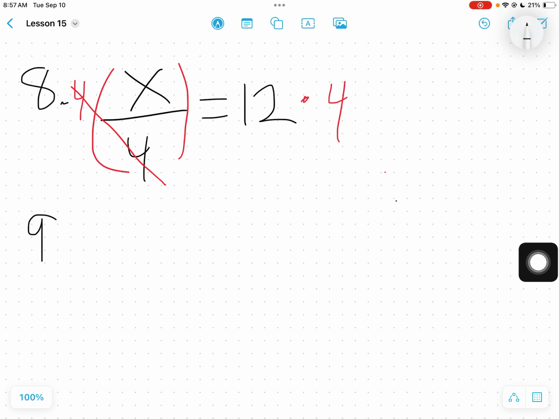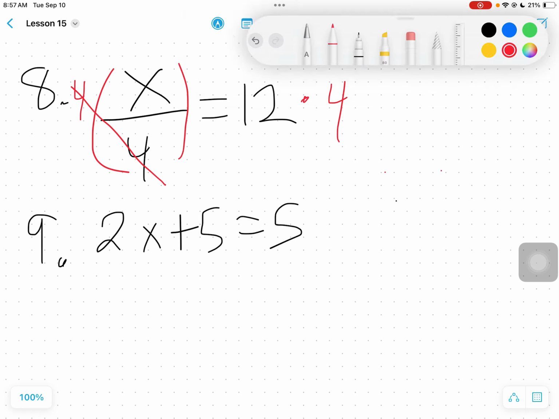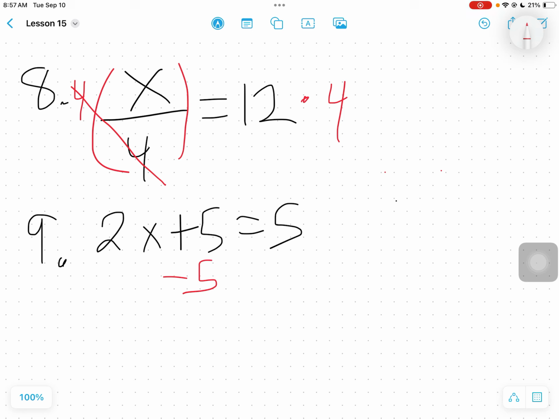Number 9. 2x plus 5 equals 5. So reverse order of operations. We see that we are adding an amount. So we want to get rid of that using the opposite, which is subtracting. That's going to leave us with 2x equals the difference of 5 and 5. And then since the 2 and the x are being multiplied, you're going to go ahead and divide by that factor constant.